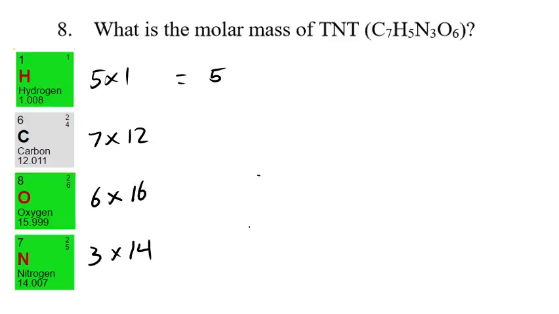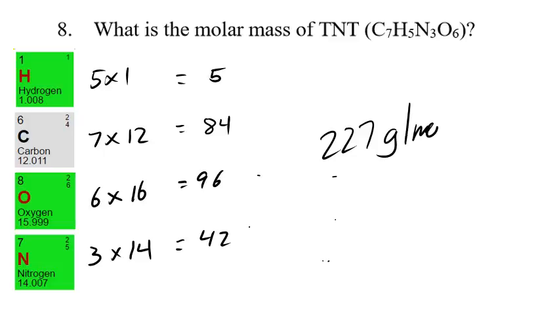Equal to 5 grams of hydrogen, 84 grams of carbon, 96 grams of oxygen, and 42 grams of nitrogen. This is all equal to about 227 grams per mole of TNT.